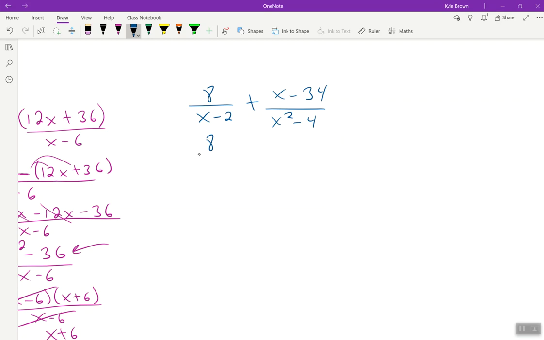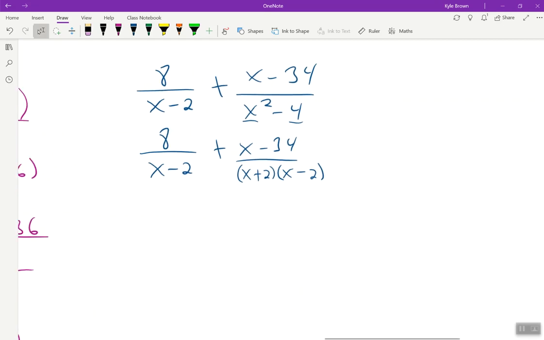So we'll say 8 over x minus 2 plus x minus 34 over, and then remember the way we factor a difference of squares, we can just throw our brackets down, and then it's the square root of both of them, right? So they both get an x, square root of that one, and then the square root of the other one, so that's going to be 2 for both. So 2 and 2, and then one's a plus, one's a minus.